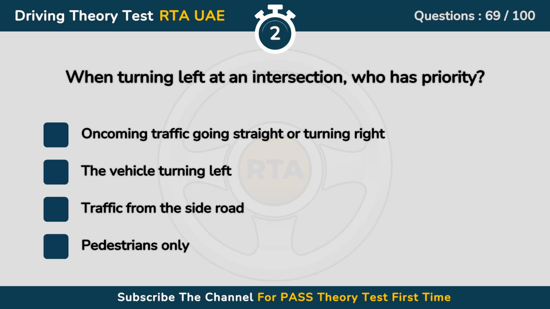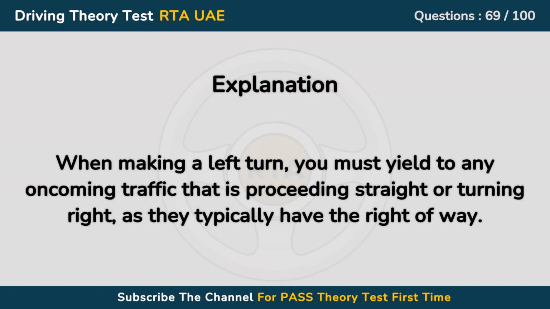Answer is A. Oncoming traffic going straight or turning right. When making a left turn, you must yield to any oncoming traffic that is proceeding straight or turning right, as they typically have the right of way.